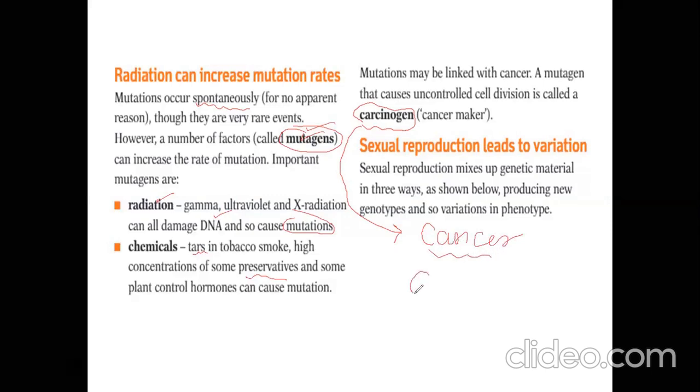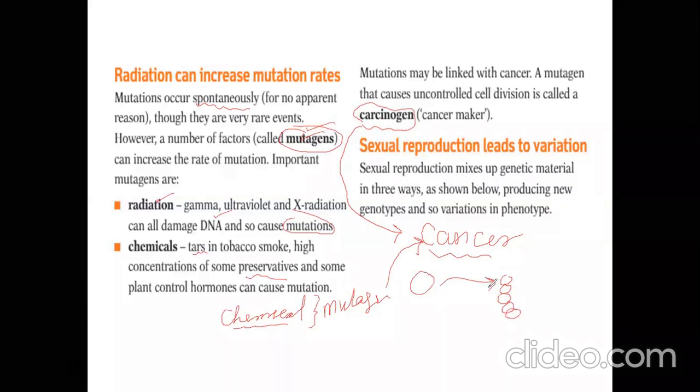What will happen in cancer? Your cell will start uncontrolled division. Why will this cancer happen? Because of mutation, because of change in the gene that normally controls our cell division. And that change will happen because of chemical, or radiation. So simply I will tell you, a mutagen that causes cancer is called what? Carcinogen. Am I clear?